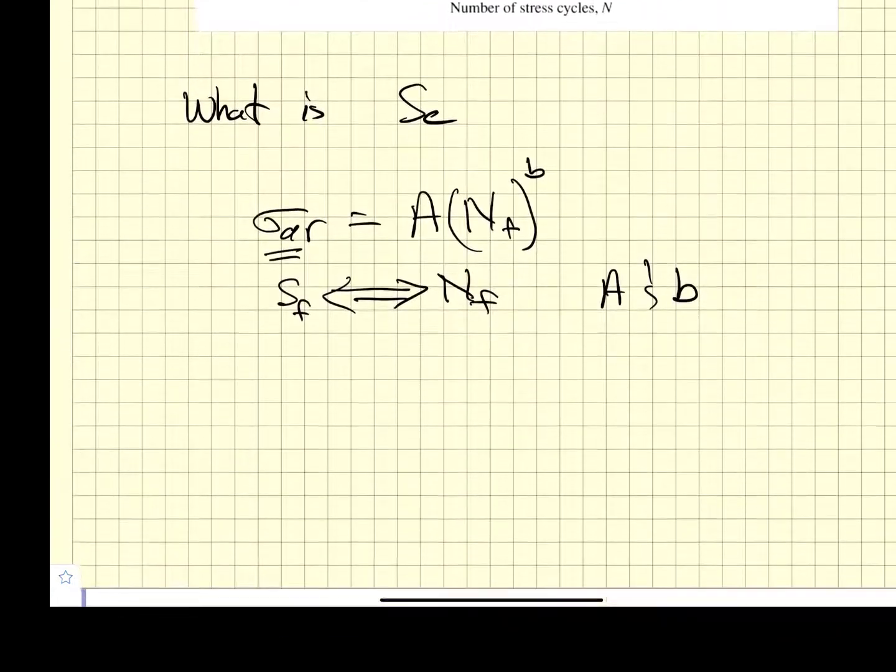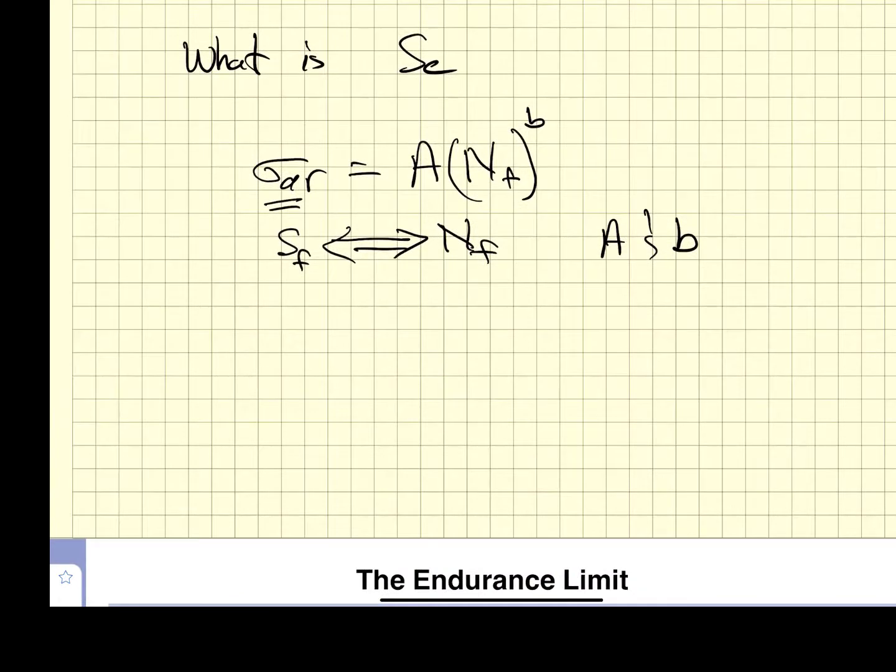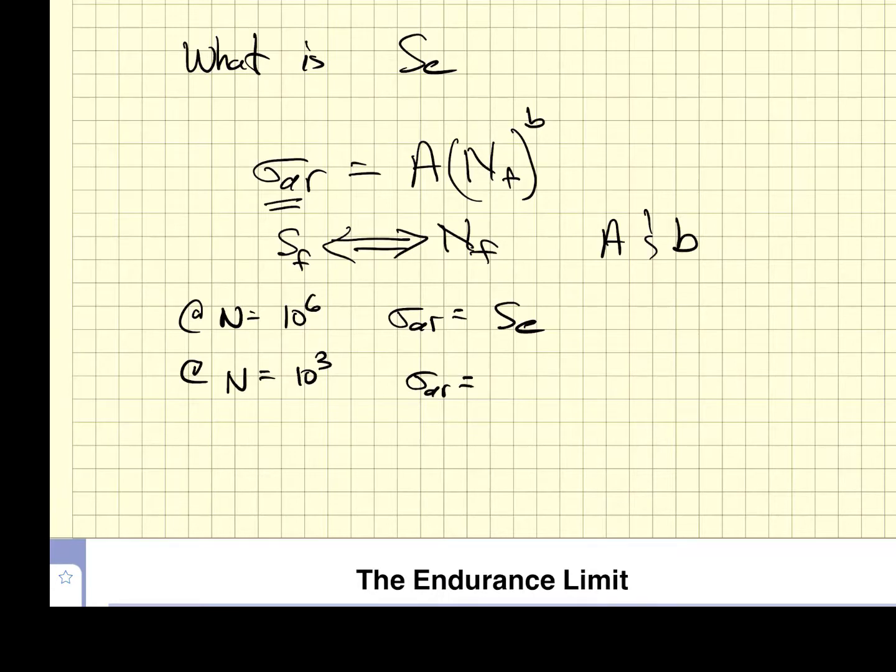So if we look at the Basquin's law equation, we know that at 10 to the 6 cycles, the fully reversed stress amplitude is simply the endurance limit. And at N equal 10 to the third cycles, the fully reversed stress amplitude is going to be some fraction of the ultimate tensile strength. And that's an important thing here. So what have we found out?